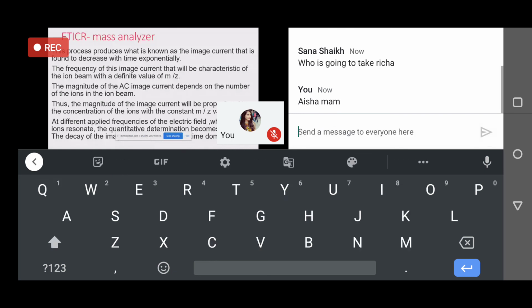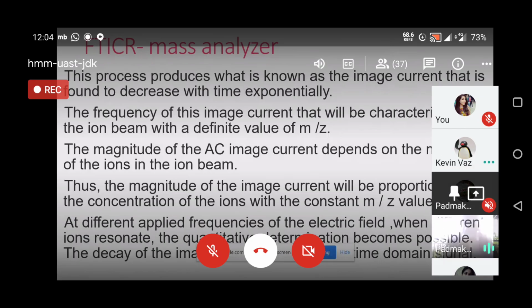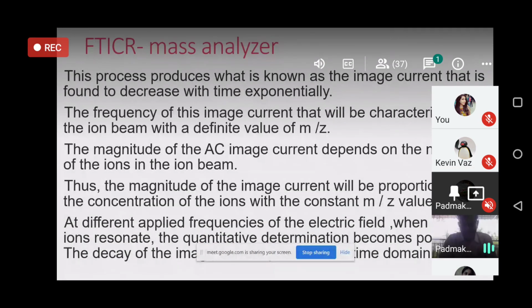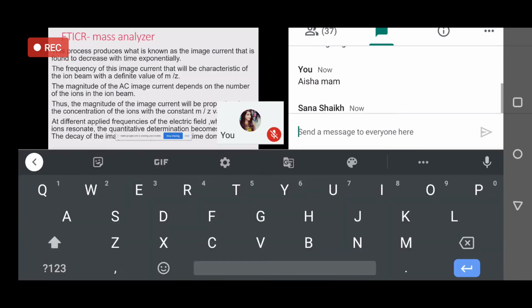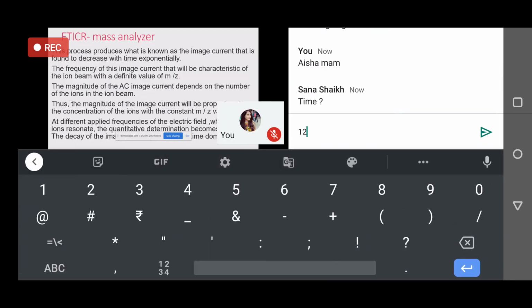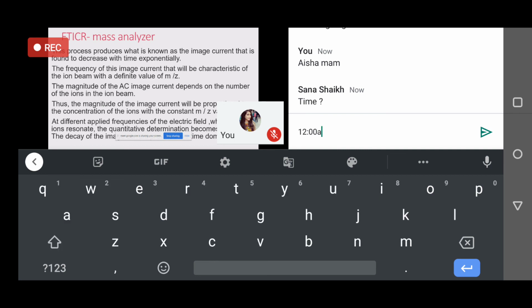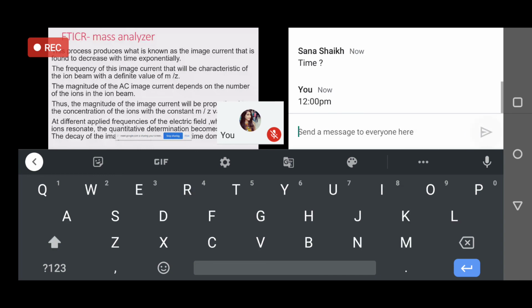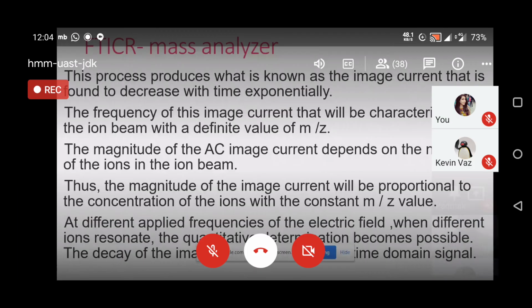And this changing of the frequency of the alternating current is done over a time period, and correspondingly, the current is measured. And then it can be converted from the time domain to the mass domain to give you the mass spectrum. So the magnitude of the AC image current depends on the number of ions in the ion beam. So quantitative analysis is possible.